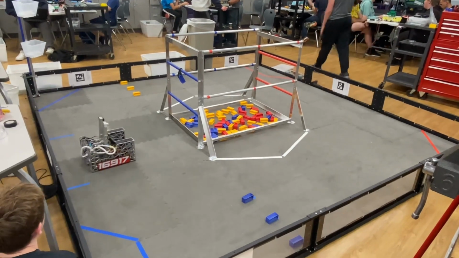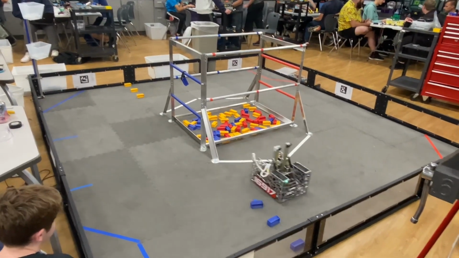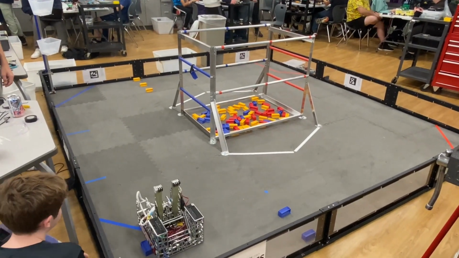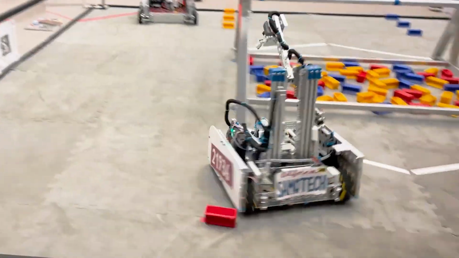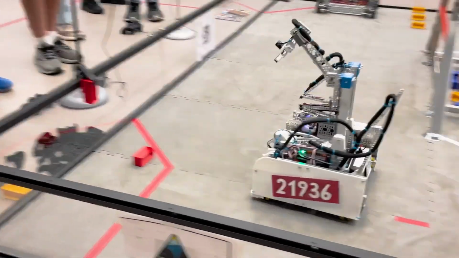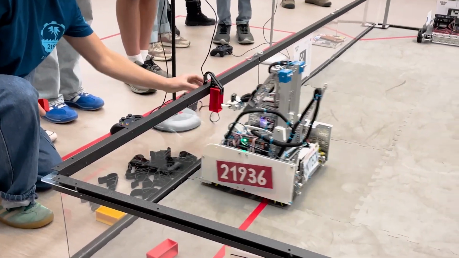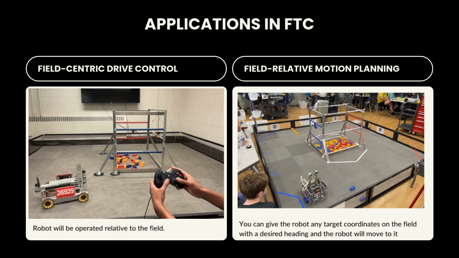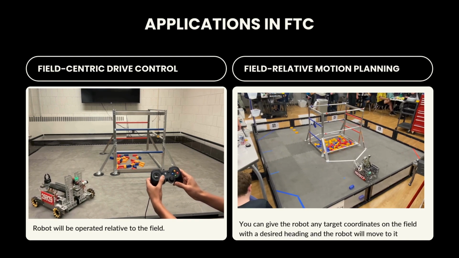Then looking at autonomous, here we have field relative motion planning. So here what you can do is set the robot to go to any target position on the field using X and Y coordinates and a desired heading. With that information, the robot will go ahead and move to those target locations and achieve that motion. So that's where motion planning comes in. These two are the biggest ways you can leverage your odometry to make your robot a lot more successful.